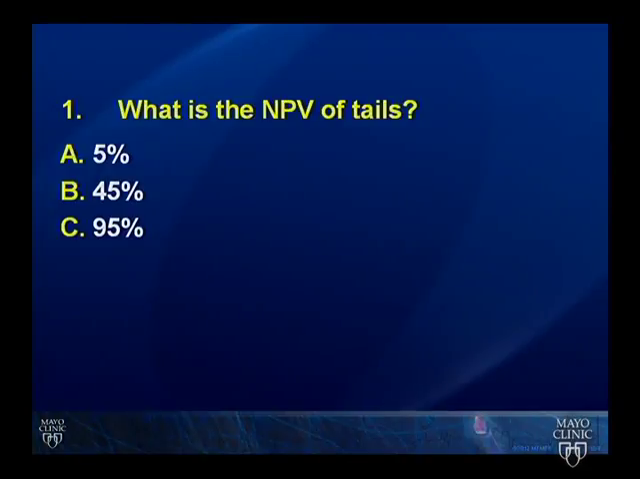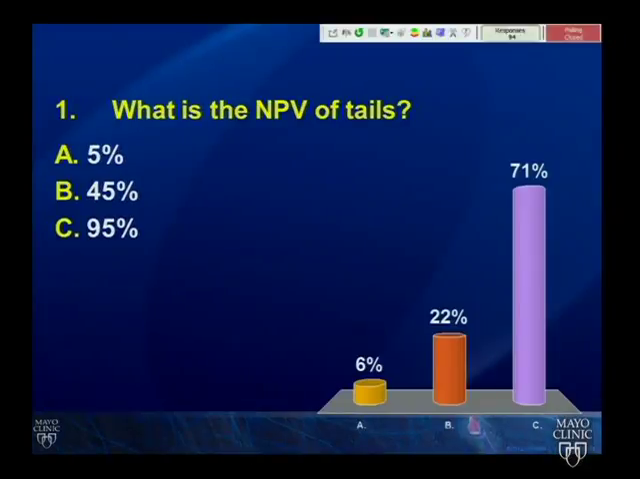So take your time, think it through. We're in no rush, right, Steve? So the negative predictive value is 95%. Very good, very good. So 70% of you selected the right answer, which is that the negative predictive value is 95%, okay? So this is great.